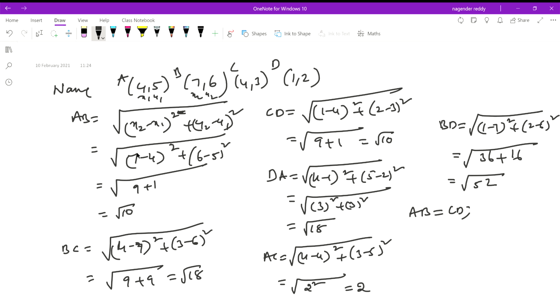So here AB is equal to CD and BC is equal to AD or DA. So we can say the diagonals are not equal. AC is not equal to BD, so therefore it is called a rectangle. Opposite sides are equal, right? If they are equal, we can go for a parallelogram, but if the diagonals are not equal, then we'll go for rectangle. So based on this, if you have any doubt, you can comment in the comment section, and we'll go for the section formula.